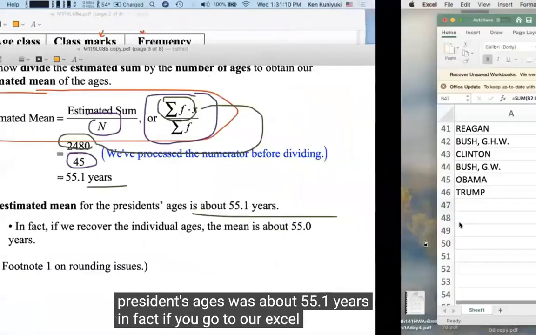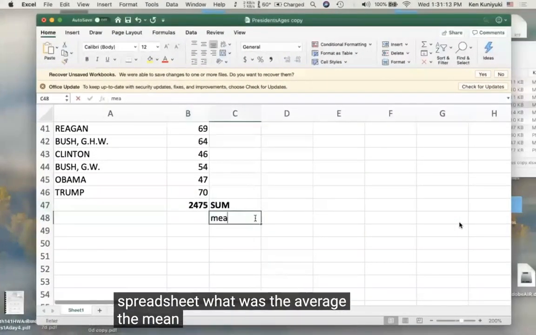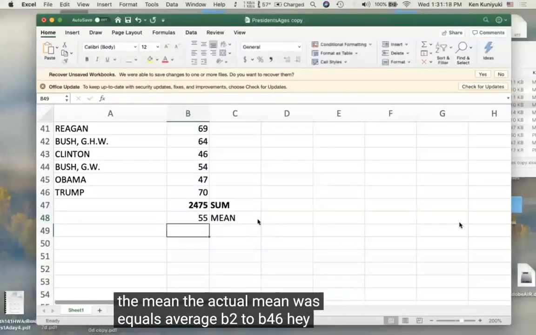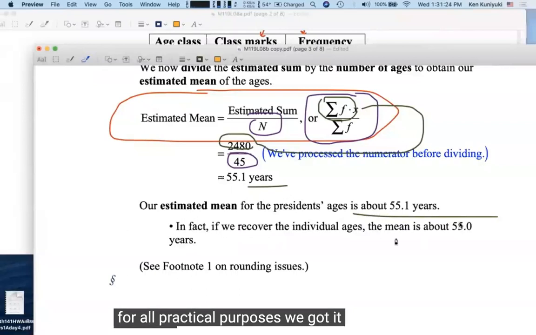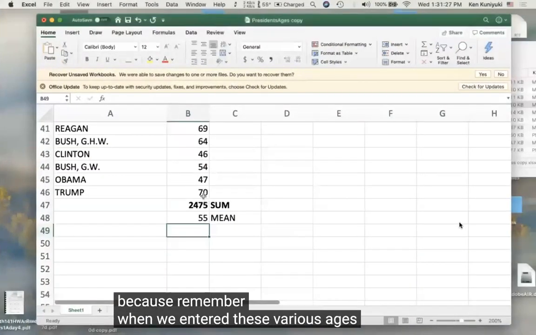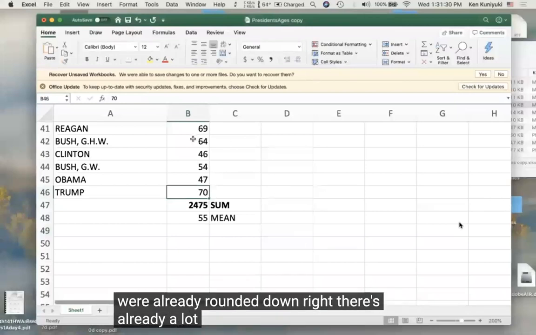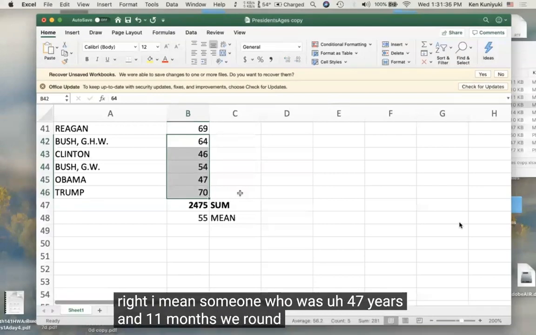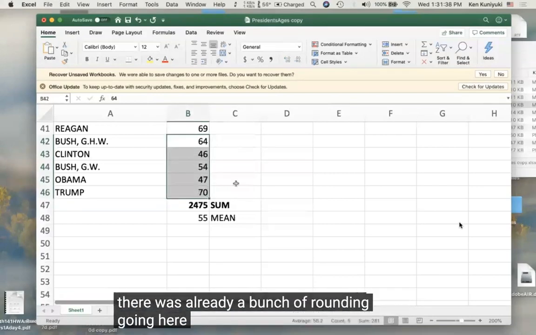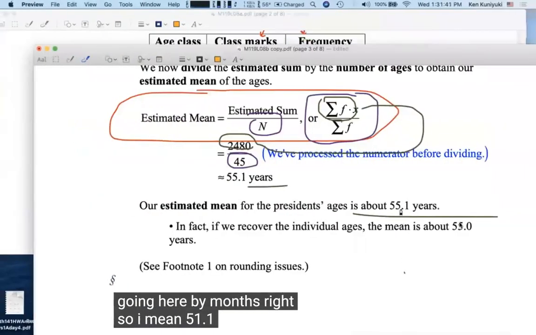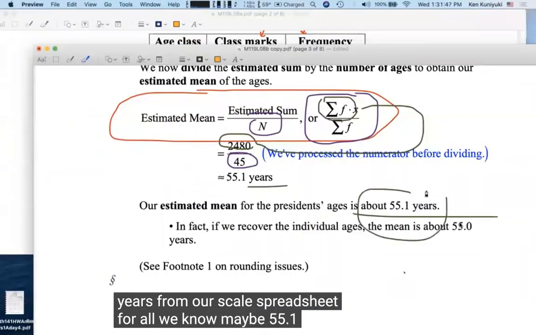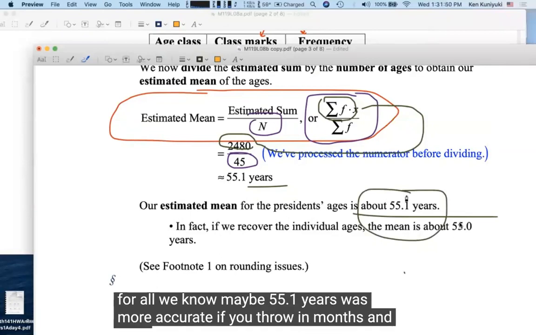In fact, if you go to our Excel spreadsheet, what was the average, the mean? The actual mean was equals average, B2 to B46, hey, 55.0. For all practical purposes, we got it. Because remember, when we enter these various ages, these were already rounded down, right? There's already a lot of rounding going on here. I mean, someone who was 47 years and 11 months, we round down to 47. There was already a bunch of rounding going on here by months, right? So, I mean, 55.1 years versus 55.0 years from our Excel spreadsheet. For all we know, maybe 55.1 years was more accurate if you throw in months and days.